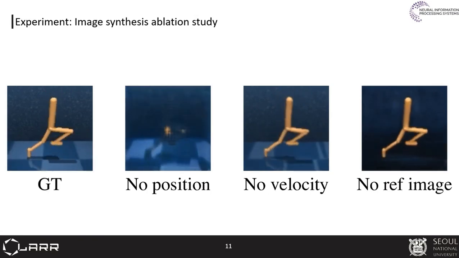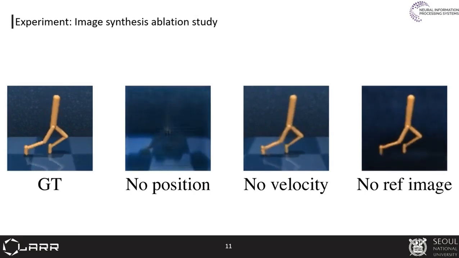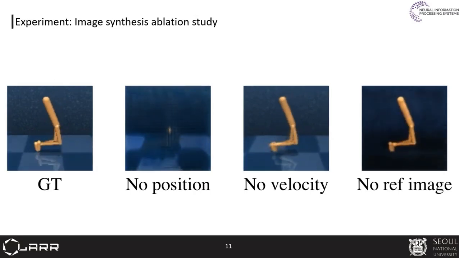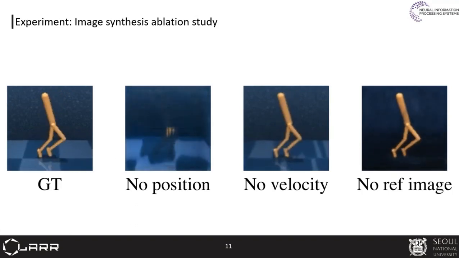Without the previous image, S2P recovers the posture of the agent plausibly, but as it cannot access the previous image, the background cannot be reconstructed.